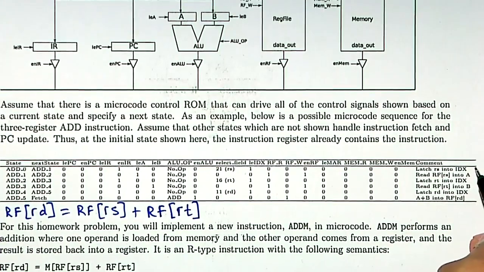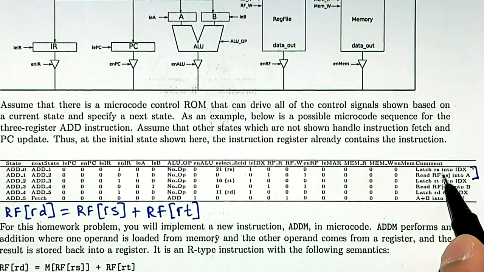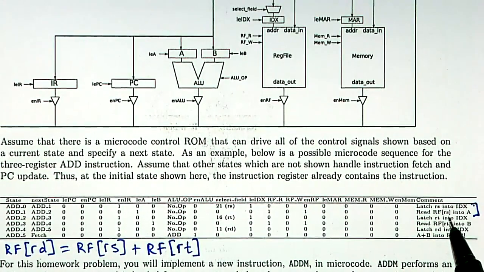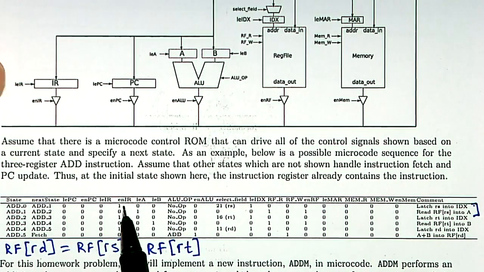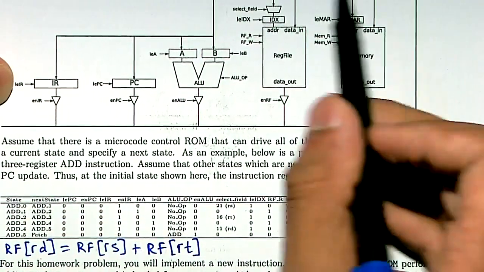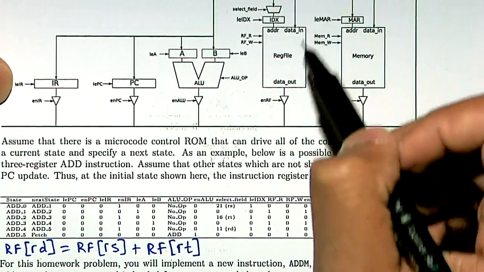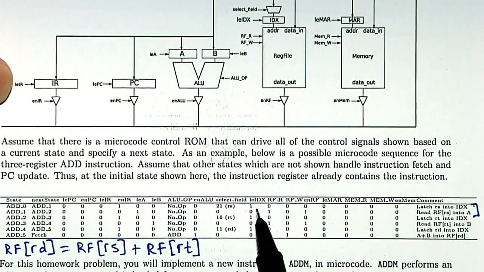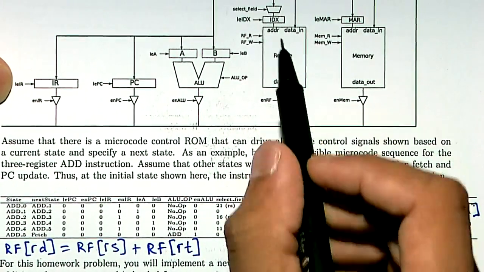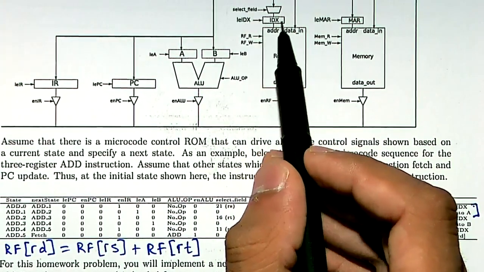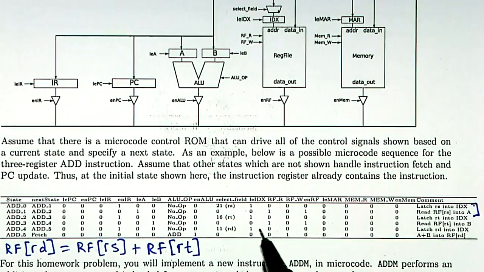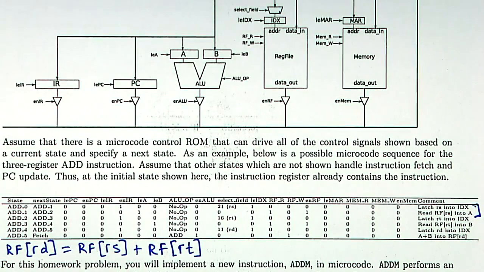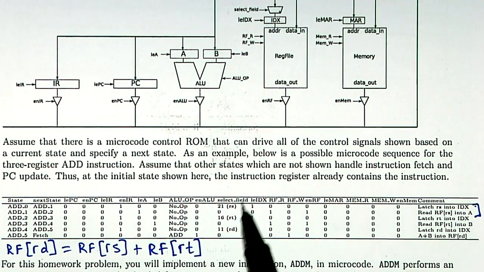The first two parts of the microcode latch RS into IDX and then read the register file into A. What this means is that from the instruction register, the signals we've enabled are, first, enable IR, so the instruction register is written to the bus. And so any other data element can read from this bus and read the instruction register. The other thing that's enabled is a load enable of IDX. So this IDX register is loading in this cycle, and the select field, which is this mux, is set to 21, which represents the instruction register fields 21 through 16, which are the source register, in this case RS.